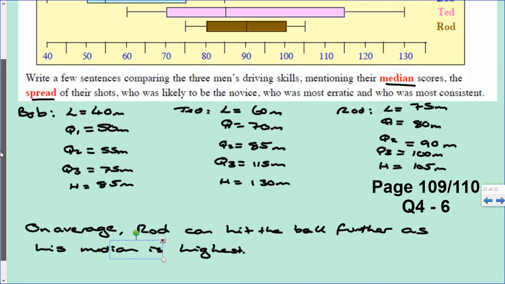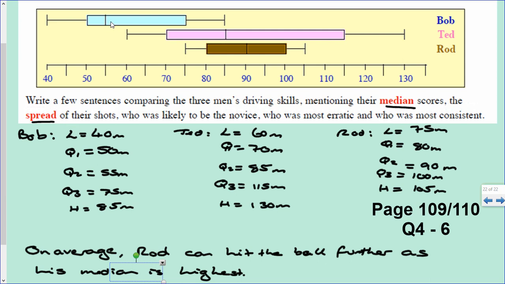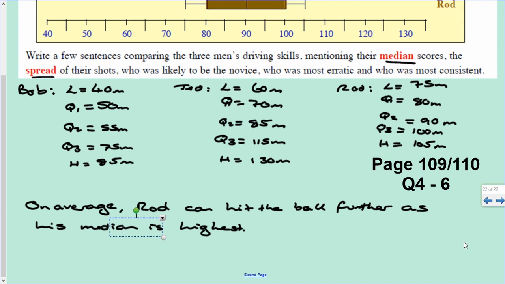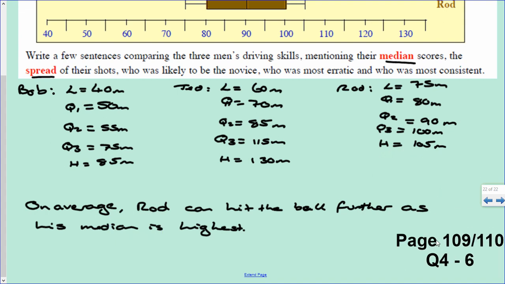Now, if you have a look here, we can see even from the diagram that this median line is your highest one, so we could have taken it from the diagram. We could have made that statement there using the diagram, and that's absolutely fine. But again, we want to practice taking the information from it. Then here, we're talking about spread. Now, we don't actually know the spread yet. We could work them out. So I'll move this down slightly.